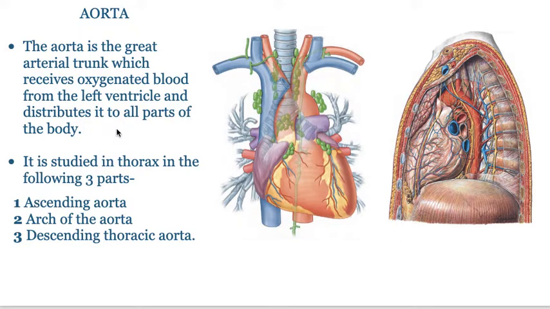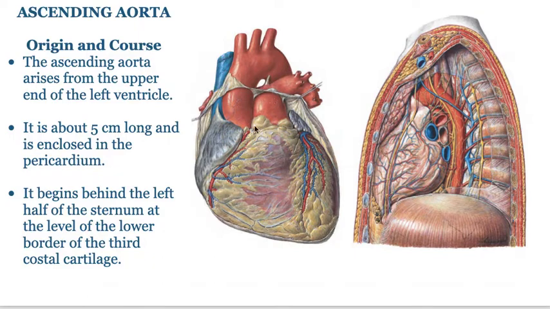All parts of the body. It is studied in the thorax in the following three parts: ascending aorta, arch of aorta, and the descending thoracic aorta. Ascending aorta.